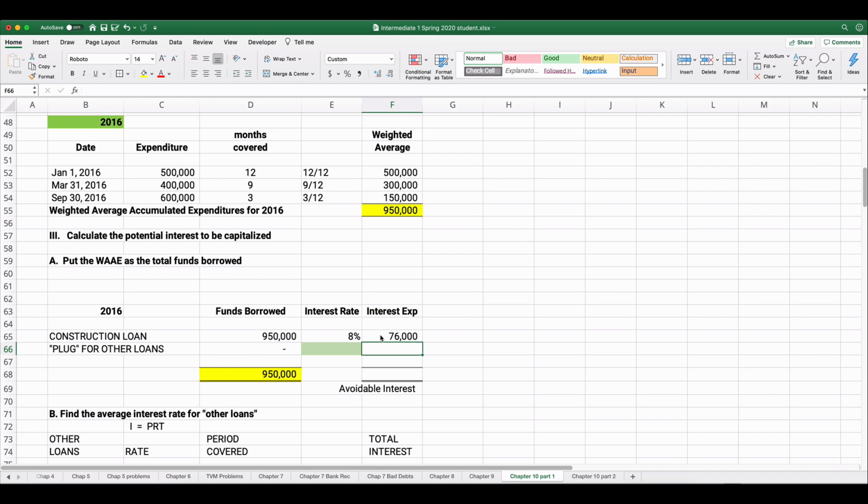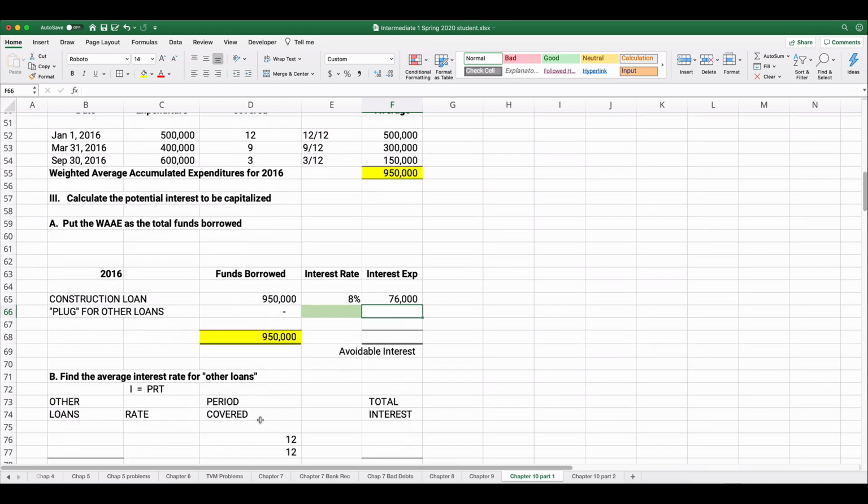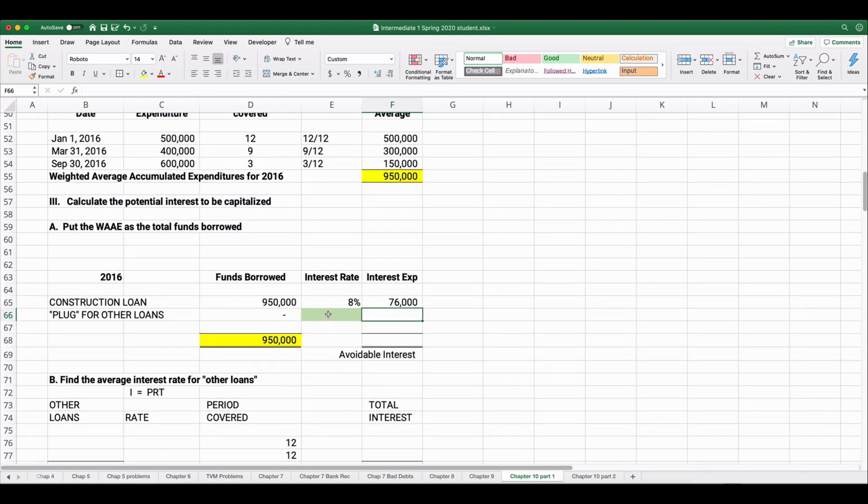Now, what is our amount of interest for the other loans? Well, we don't have to have that right now. We'll do that here in just a minute. We can plug that interest rate in. We need to calculate the weighted average interest of the other loans. But here, we know that 0 times whatever this number is going to be is 0. And so therefore, we can add this up. It's going to be 76,000, which is what we call avoidable interest.